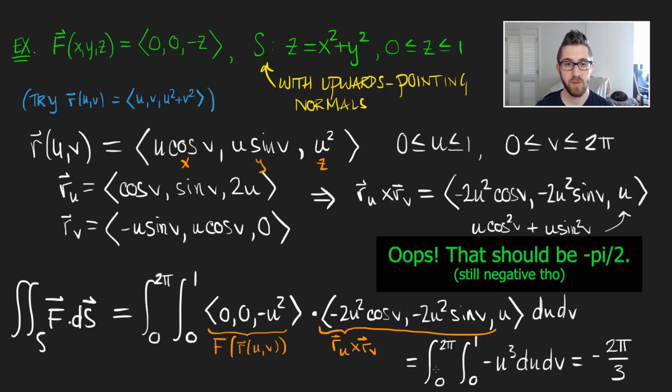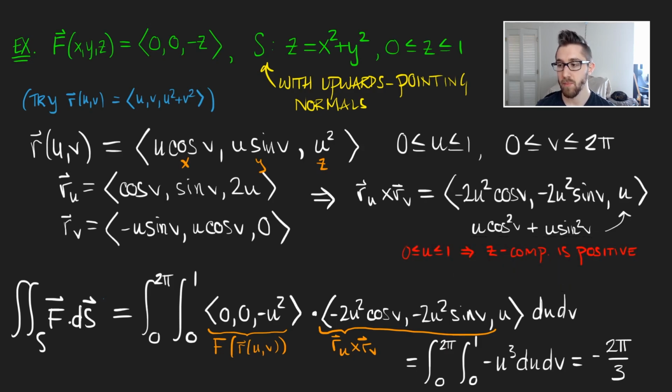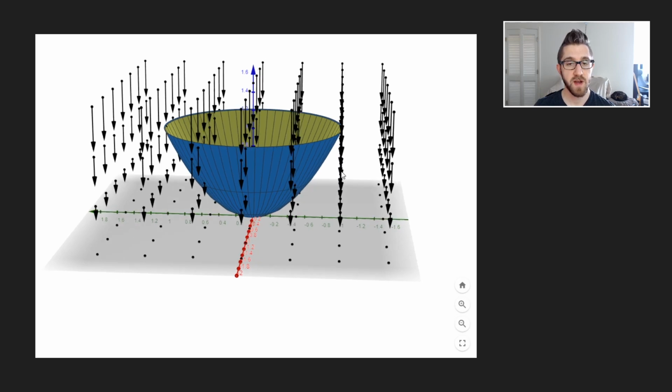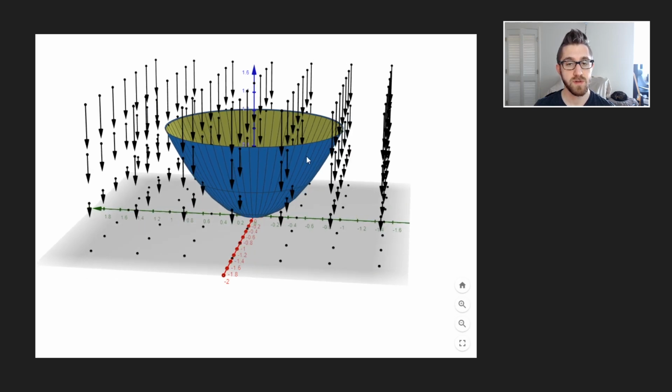So this number represents how much this vector field flows upwards through the surface. And it's negative, which means that actually the vector field is flowing in the opposite direction of the orientation that we specified. Going quickly back to GeoGebra, the value we computed is how much this vector field flows upwards through this surface. But since the vector field is pointing down, that's why we got a negative, because it's flowing in the opposite direction of the orientation.